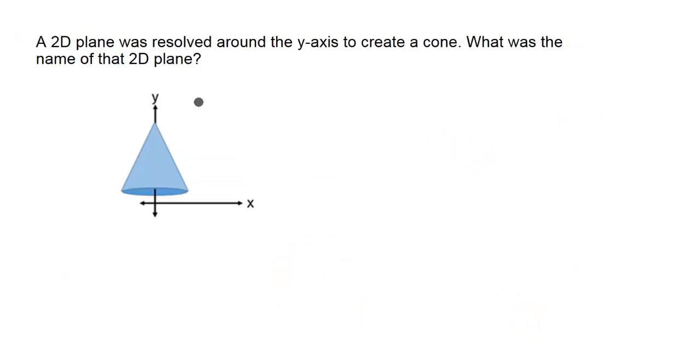In this question, we're going backwards. We have our three-dimensional figure, and we want to figure out what two-dimensional plane it came from. It's being revolved around our y-axis, so I'm going to cut it down like this. Imagine my cone here is cut in half. Now I'm going to put that on a brand new XY coordinate system here, and my cut is going to be down the center like that.